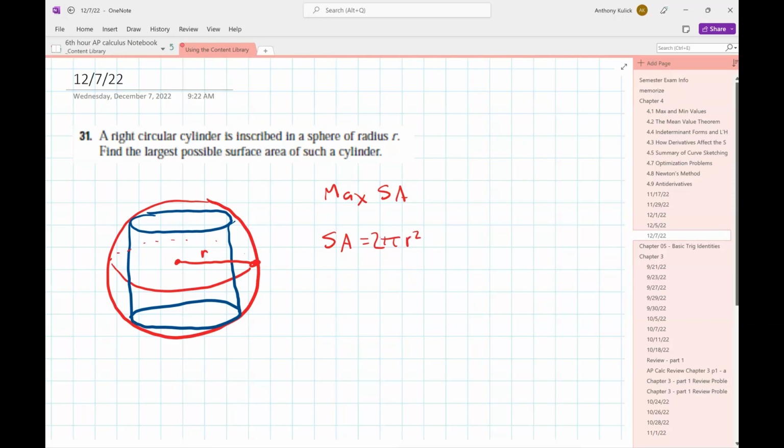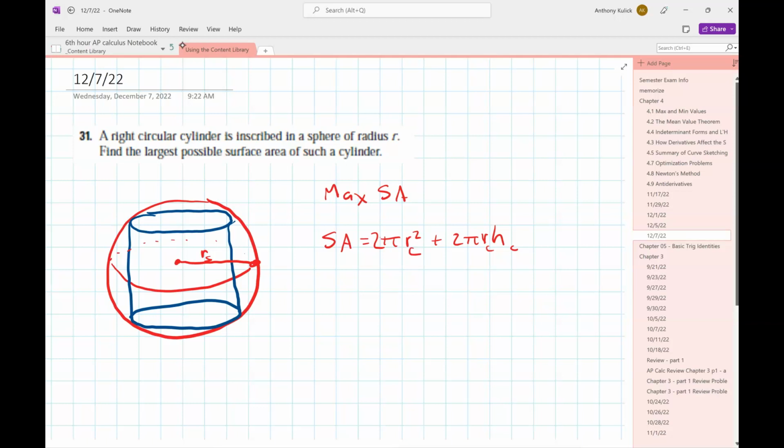So it's the top and the bottom, so two circles. And then if I unfold the sides, that's a rectangle, right? The width of that rectangle is going to be the perimeter of the circle, so 2 pi r. And then the height of this rectangle is going to be the height of the cylinder. And I'm going to put C's on these, because there's a radius for the sphere also, and I don't want to confuse myself about which r I'm talking about. Everybody cool with this so far?